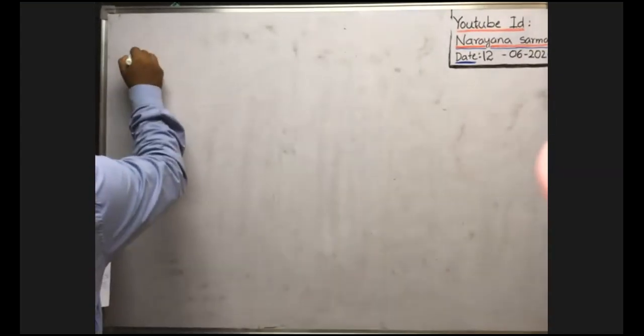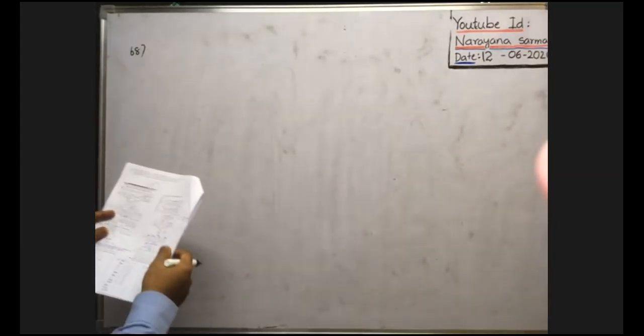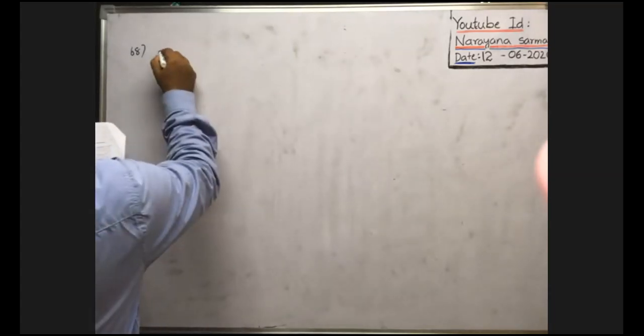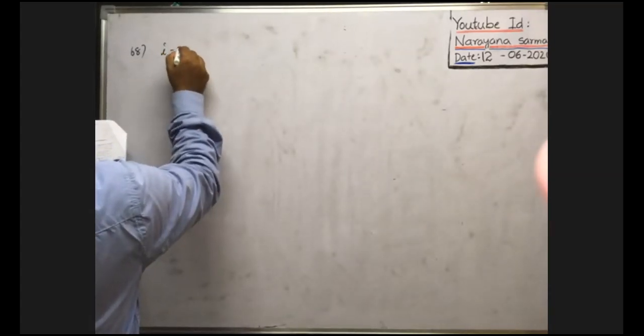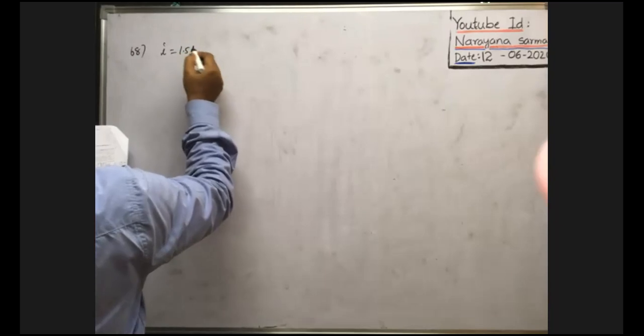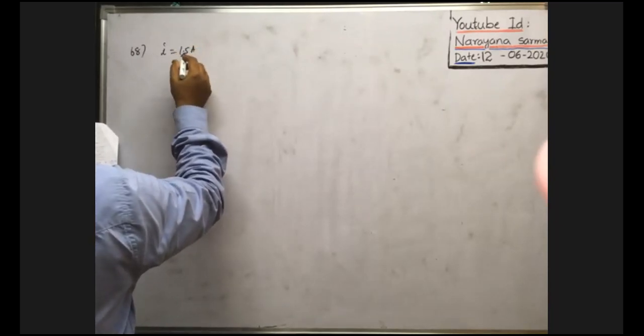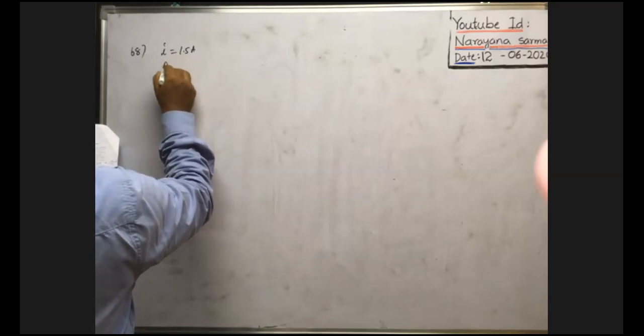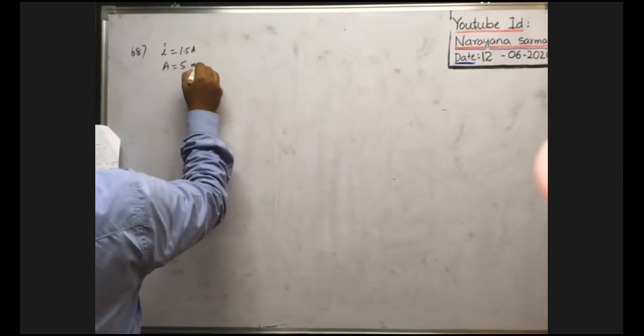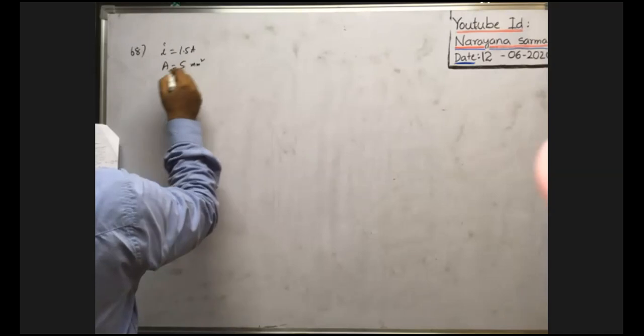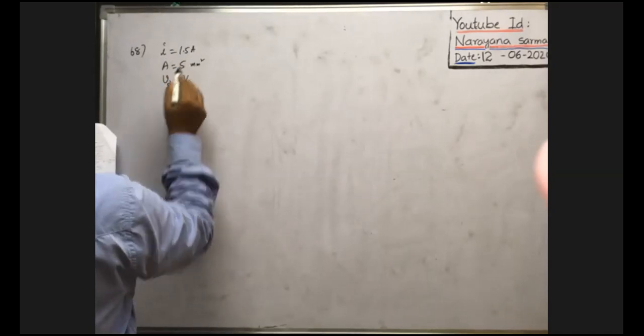Okay. Drift speed, 68th problem. Drift speed of electron when 1.5 ampere current flows in a copper wire. The current passing through the copper wire is given as 1.5 ampere. Drift speed of the electron when 1.5 ampere current flows in a copper wire of area of cross section 5 millimeter square is capital V. That means drift speed is given as V.